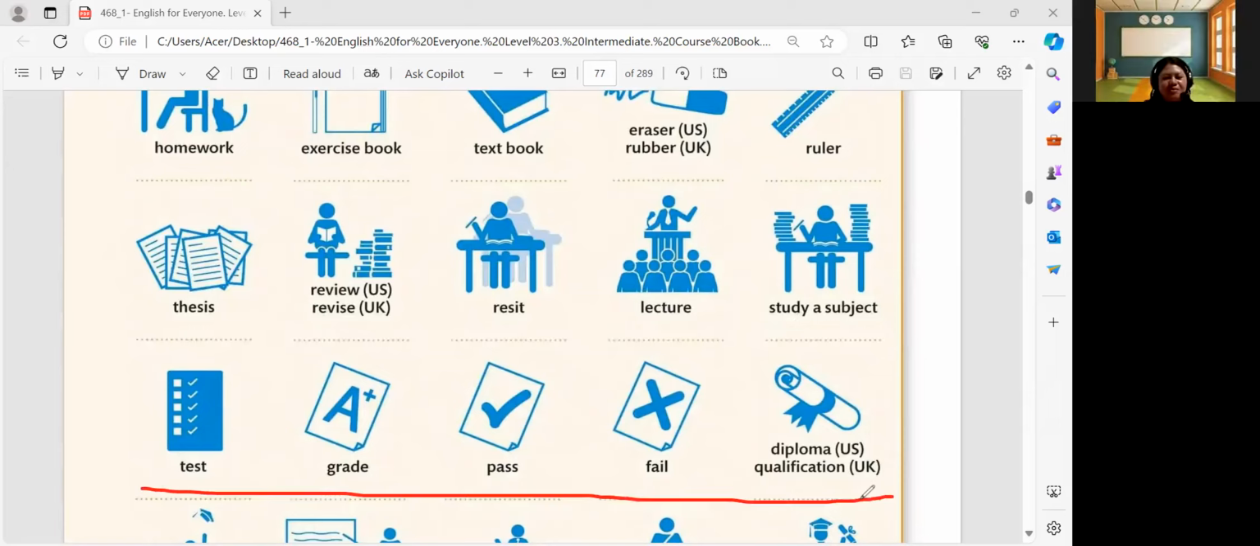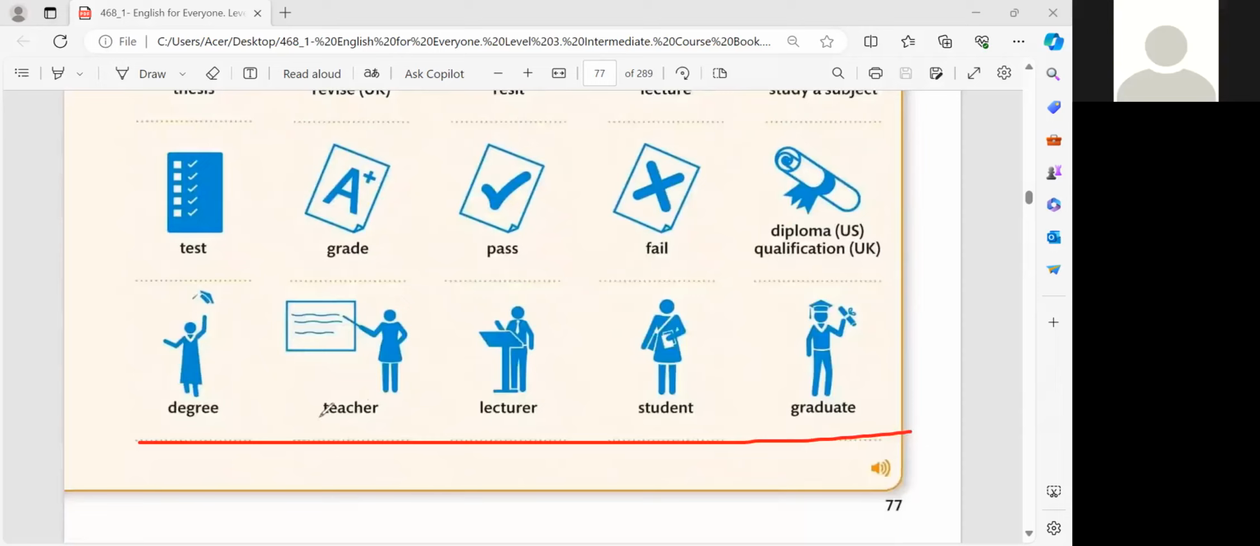How about this? Test, grade, pass, fail, diploma. Okay, how about this one? Qualification, degree, teacher, lecturer, student, graduate. Okay, and then which of these do you like most? Graduate. Okay, it's graduate. You want to graduate, to have a degree and of course to get a better job. All right, am I correct? Yeah. Okay, very good.